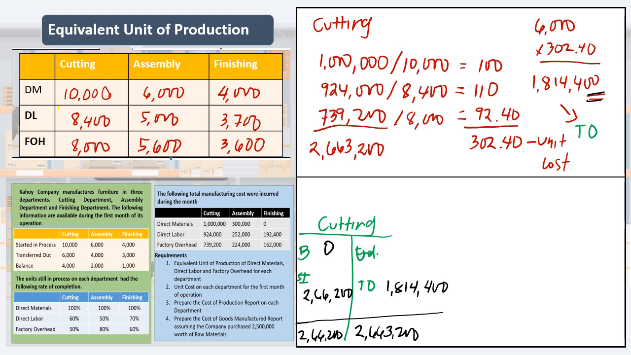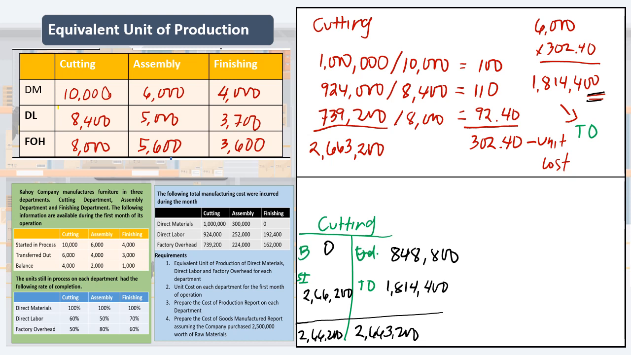minus 1,814,400, which is the transferred out amount. So, our ending balance ng ating work in process as far as the cutting department is concerned is 848,800. So, kung hindi kayo sure kung tama ba yung 848,800, so meron po tayong other way to compute that.